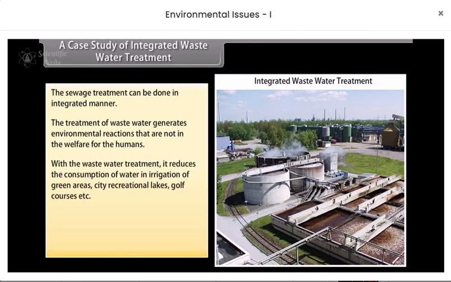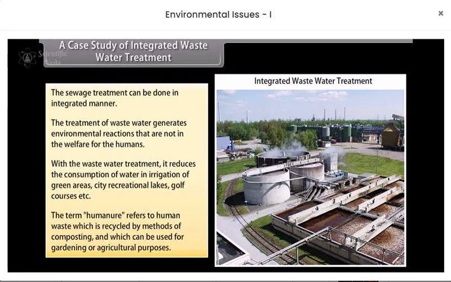With wastewater treatment, it reduces the consumption of water in irrigation of green areas, city recreational lakes, golf courses, etc. The term humanure refers to human waste which is recycled by methods of composting and which can be used for gardening or agricultural purposes.